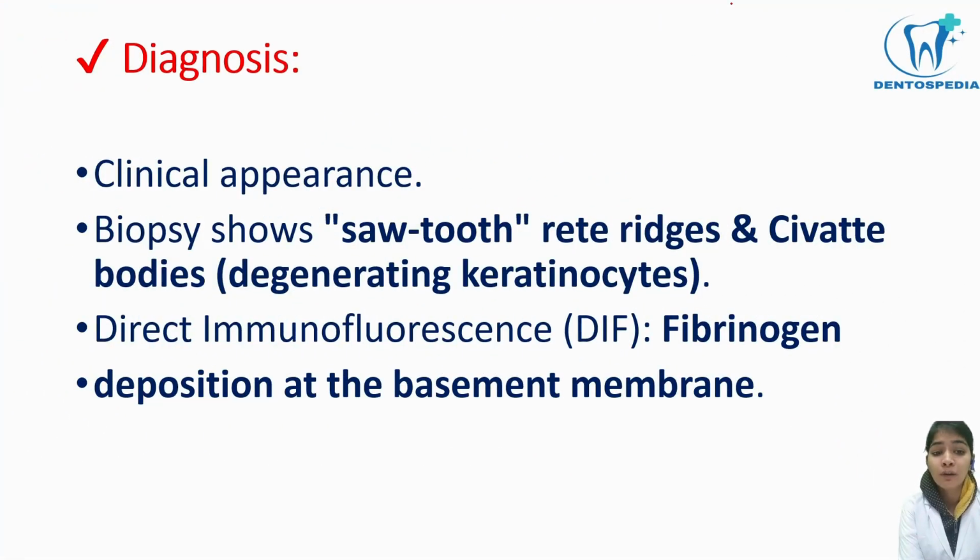Now, what will be the diagnosis? See, first is the clinical appearance. There will be bilateral symmetrical lesions, presence of Wickham striae, and chronic course. Second is histopathology. There will be sawtooth rete ridges, and civatte bodies which are degenerating keratinocytes. There will be a dense band-like lymphocytic infiltrate and civatte bodies.